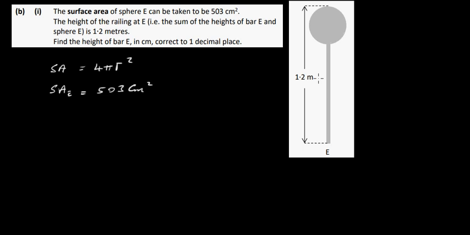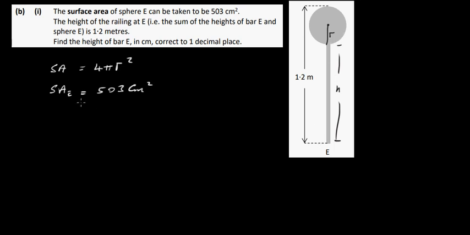Okay, so let's have a look. What we're going to do first is find the radius of this sphere here. If we could find this distance here, the radius, all we've got to do then is double it and subtract from 1.2, and that will give us our height here, the height of the cylinder, if you like.